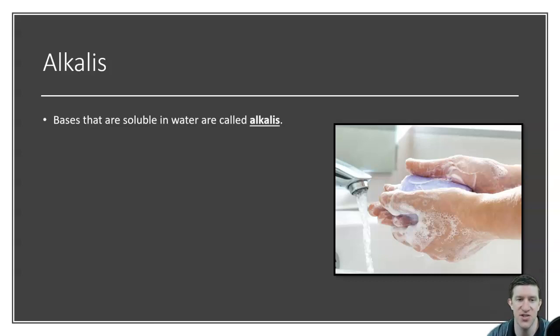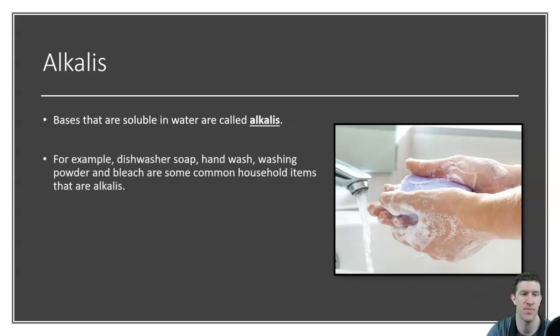So a base that is soluble in water is called an alkali. You remember in the pH scale we said you've kind of got acids and bases, or acids and alkalis. Specifically, an alkali is a base that can be dissolved in water. So remember I said when you dilute an acid or a base, you add water to it. That's kind of why we're calling them alkalis, because they can be dissolved in water, or soluble in water as we would say. So dish soap, hand washing soap, washing powder, bleach, all of those things are common alkalis because they can all be dissolved or soluble in water.